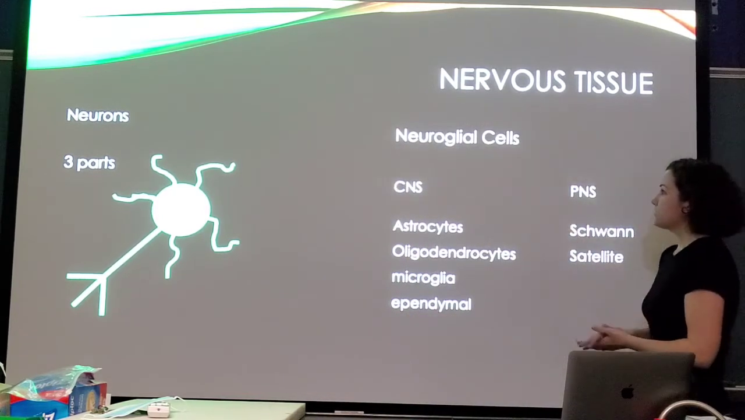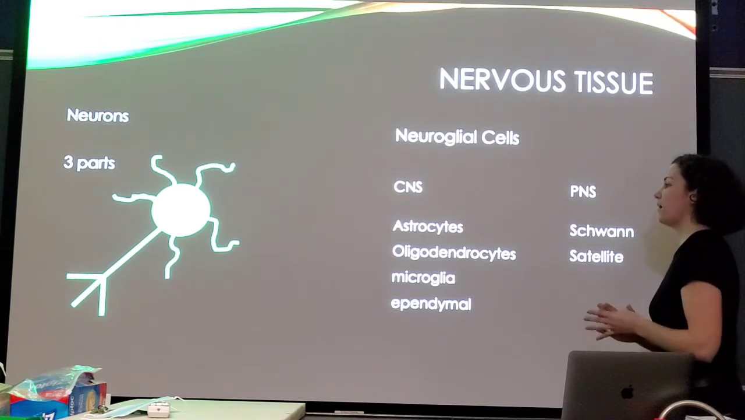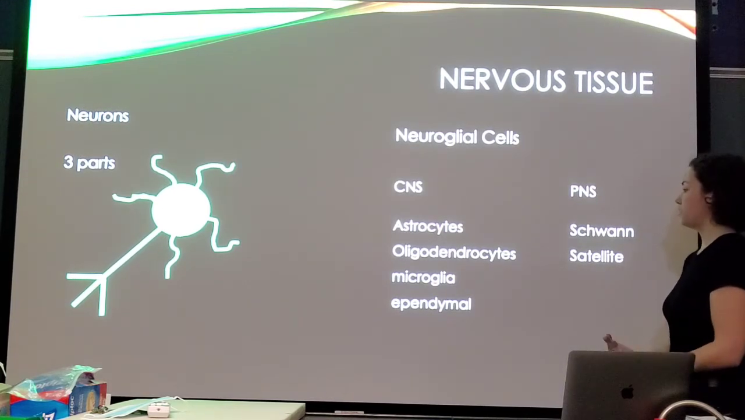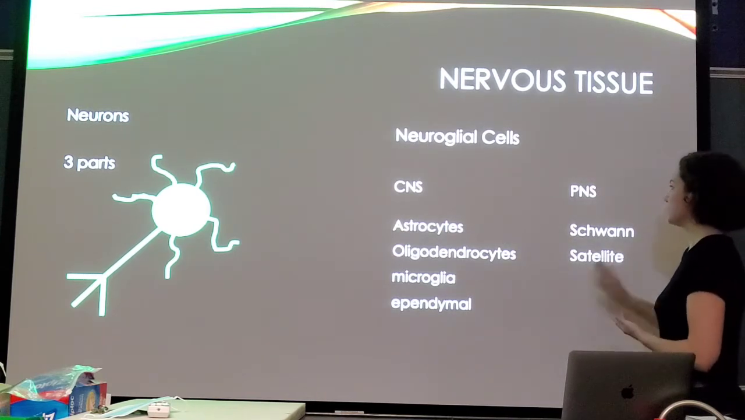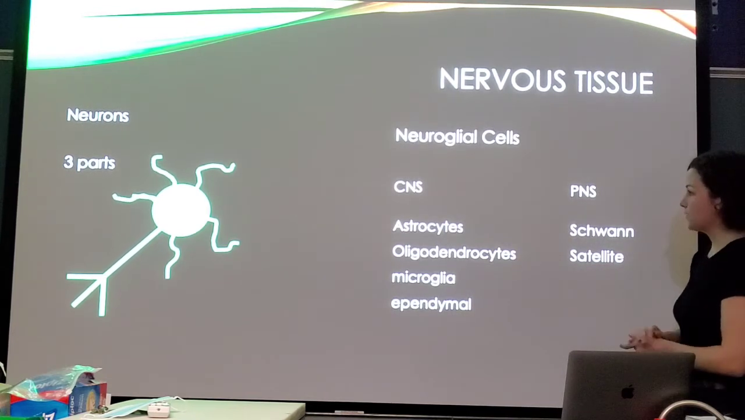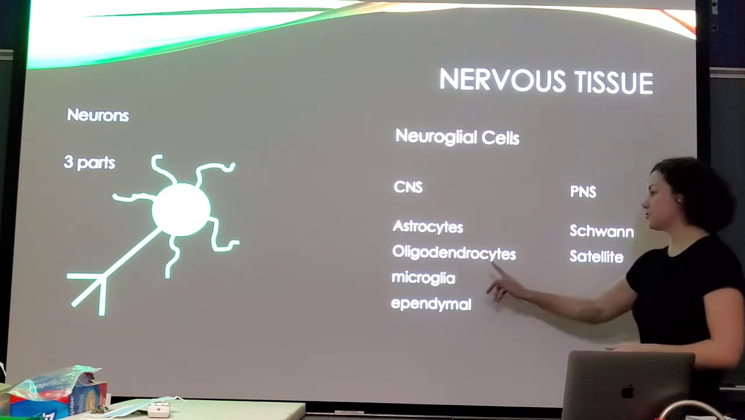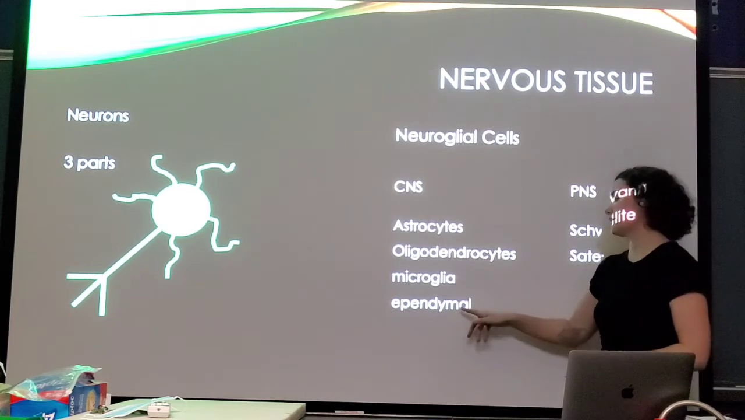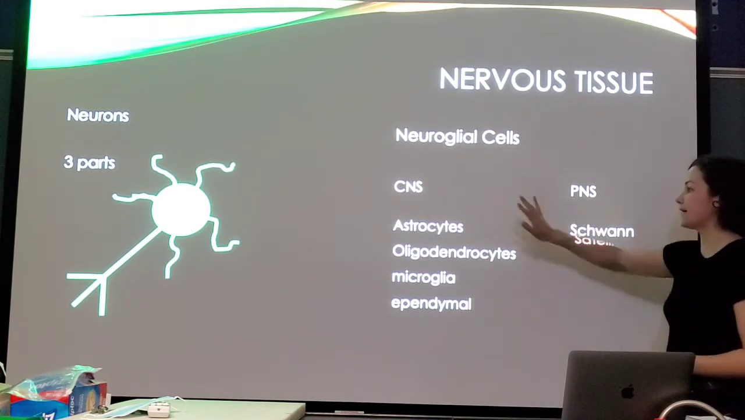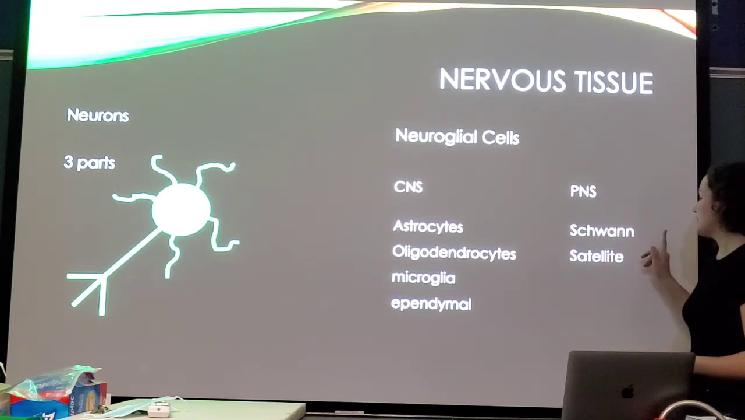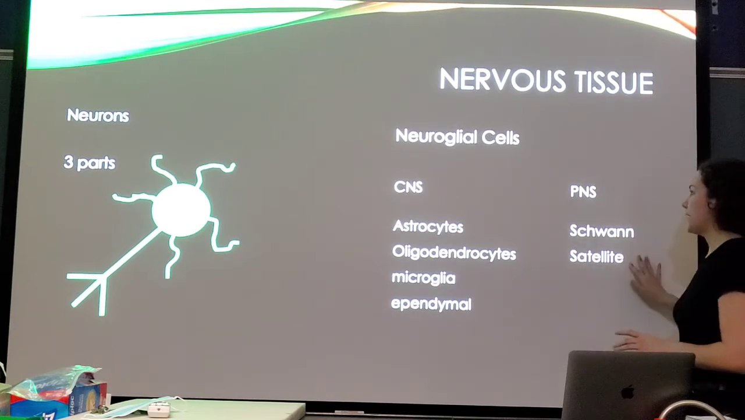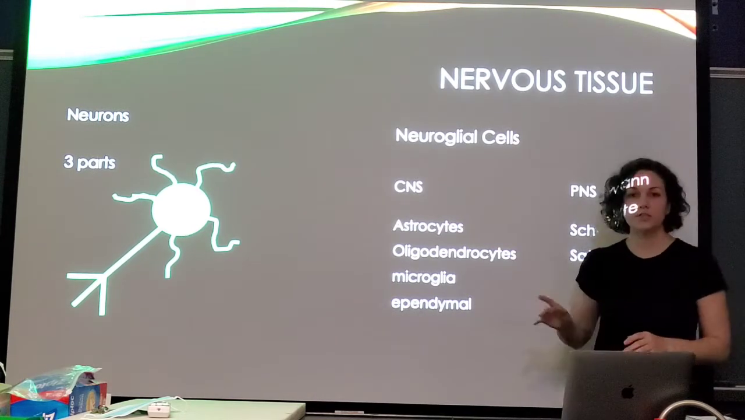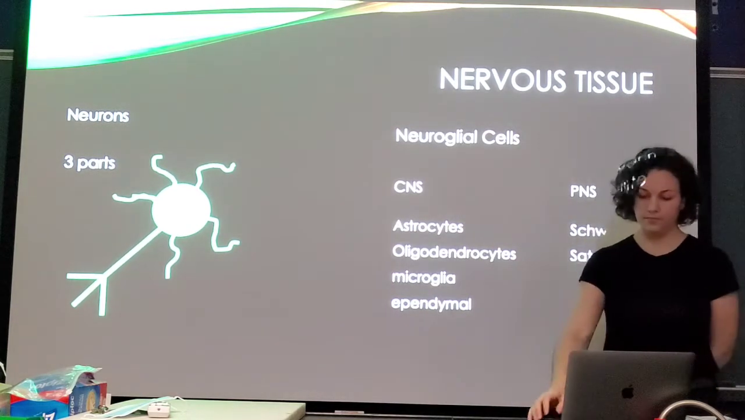Now, neuroglial cells, we need to understand that there are 6 of them, all right? 4 are in the CNS and 2 are in the PNS. Astrocytes, oligodendrocytes, microglial cells, and ependymal cells are in the CNS. Schwann cells and satellite cells are in the PNS. Make sure you can name all 6 and which division they belong in.